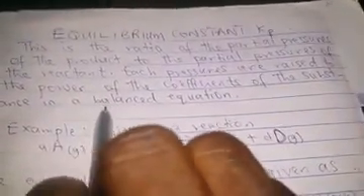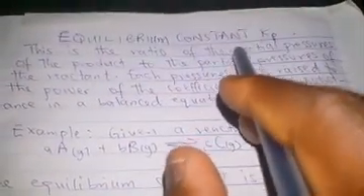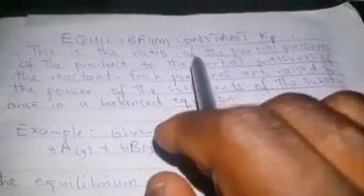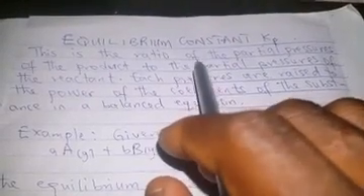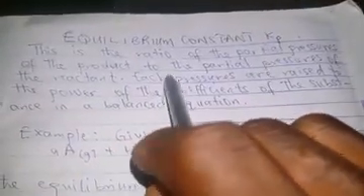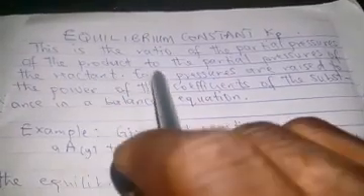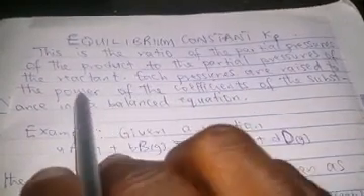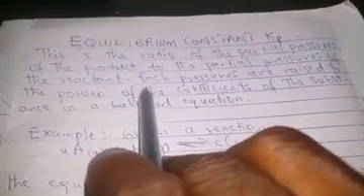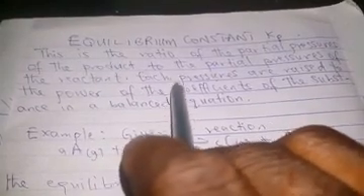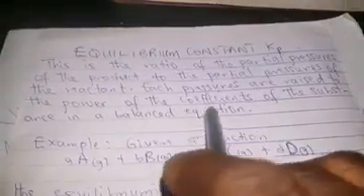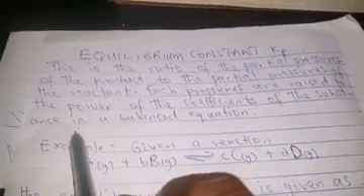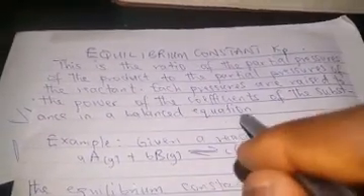Hello everyone. In this video we are going to be looking at the equilibrium constant Kp. In the last video we saw Kc, but in this video we are going to see the calculations involving Kp. Kp is the ratio of the partial pressures of the products to the partial pressures of the reactants of an equilibrium reaction. Each pressure is raised to the power of the coefficient of the substance in the balanced equation.